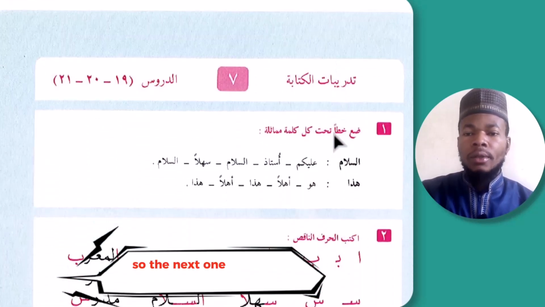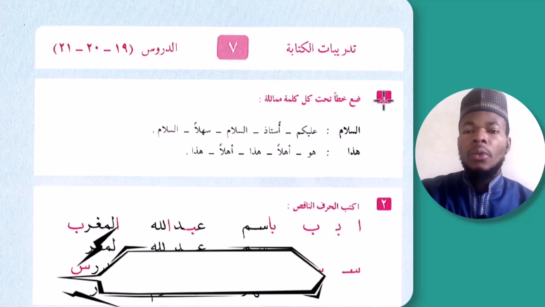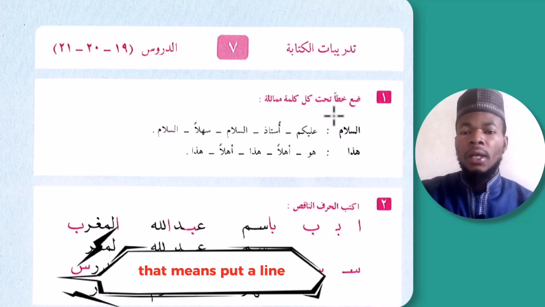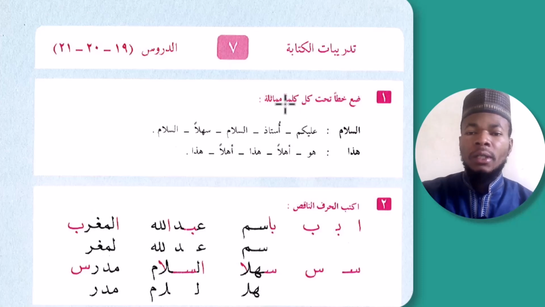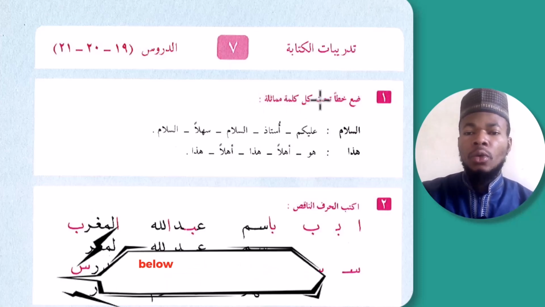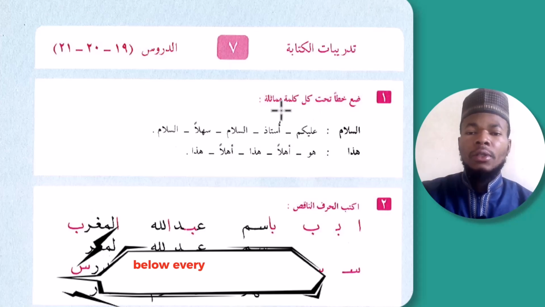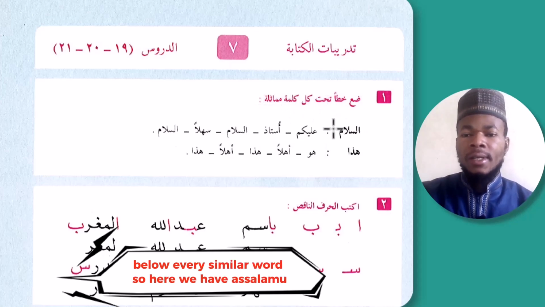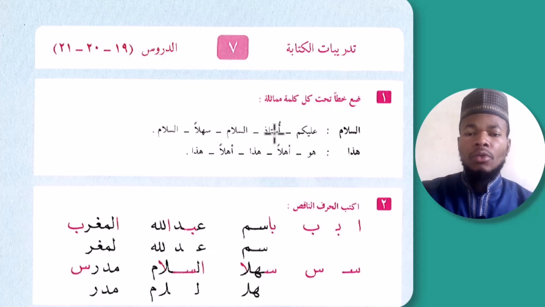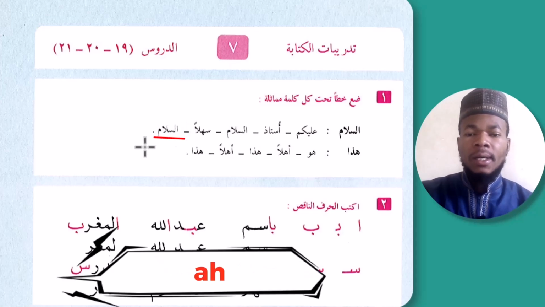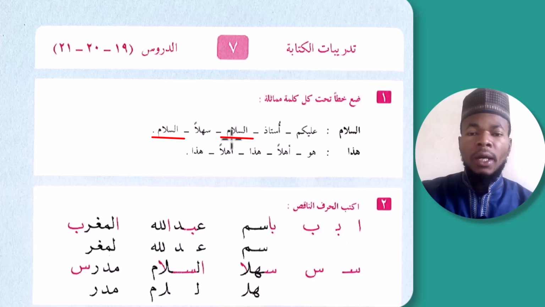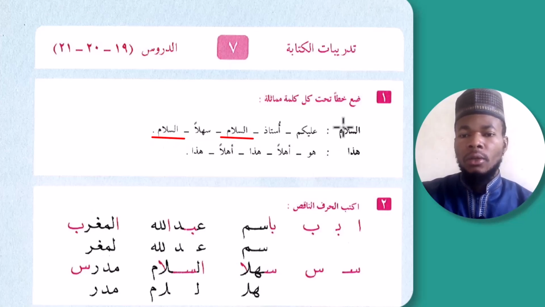So the next one, here we also have an instruction that says ضع خطا. That means put a line تحت كل كلمة مماثلة, below each similar word. ضع خطا, put a line تحت كل كلمة مماثلة, below every similar word. So here we have as-salam. So we have alaykum, ustad, as-salam, sahlan, and as-salam. So here we have as-salam here and also as-salam. So we put a line below these two words. So this is very simple.